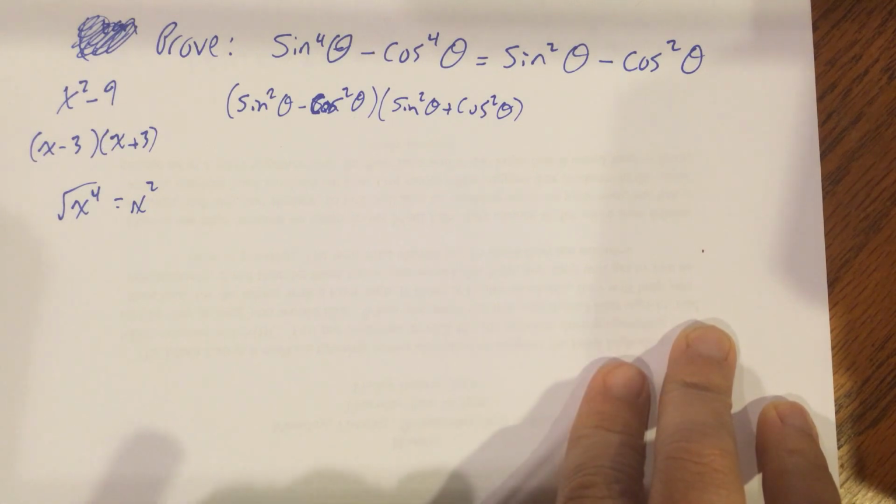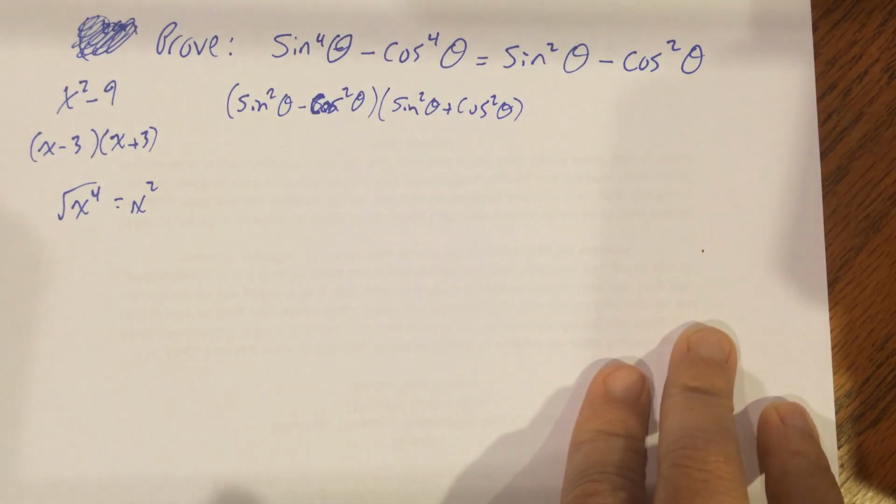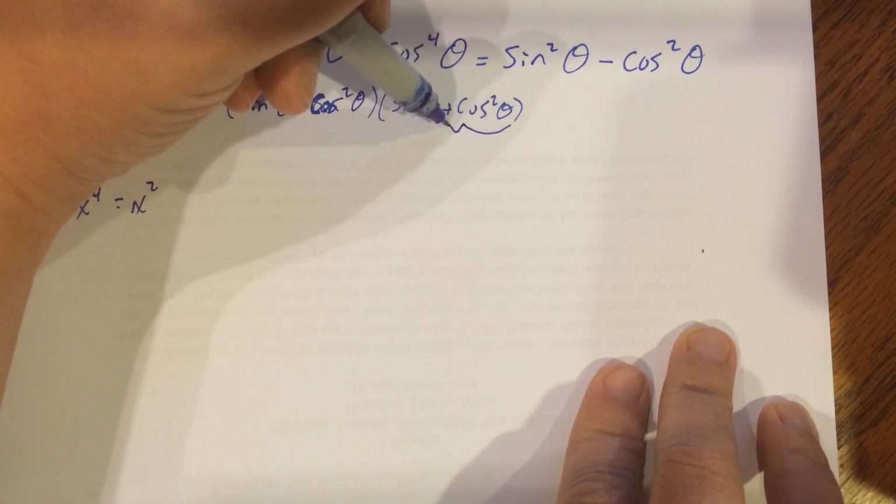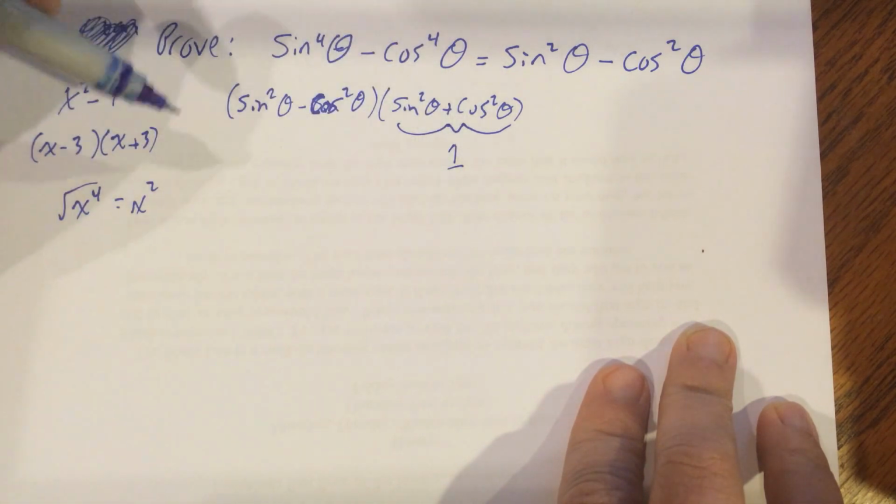And the reason I wanted to do this, I saw it was to the fourth. And I'm like, well, if it's a difference of two perfect squares, I'm taking the square root of it, so I'm gaining x squared, or I'm gaining sine squared. So I know that sine squareds and cosine squareds sometimes give me things. And here they do. Sine squared plus cosine squared is 1.